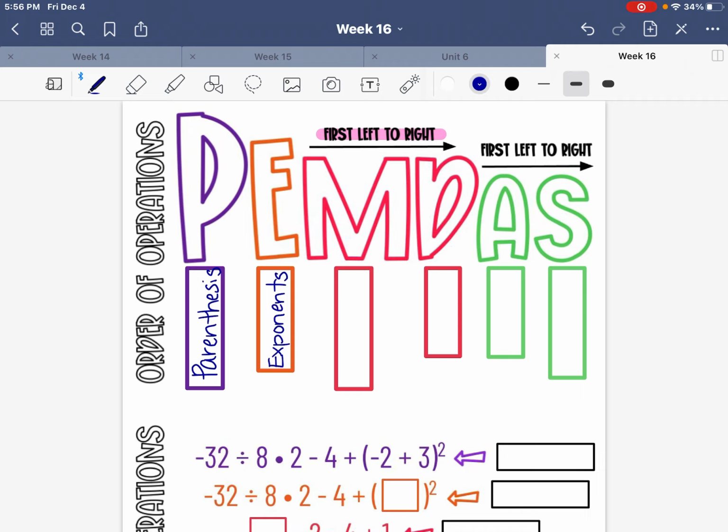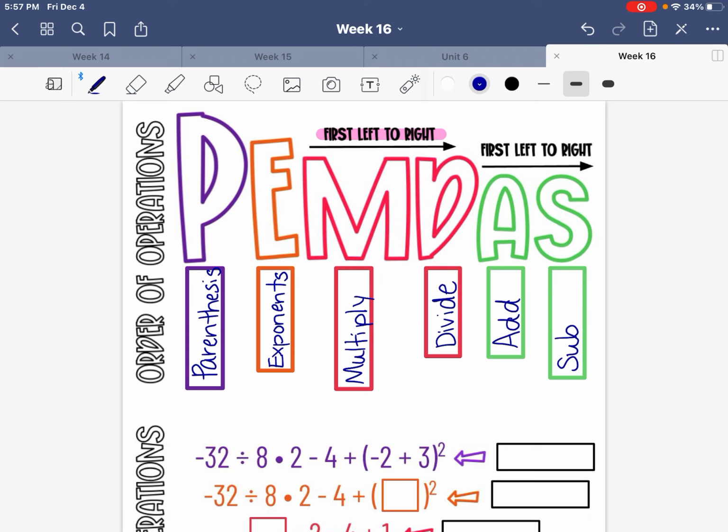Multiplication doesn't always come first, but the M stands for multiply, and the D stands for divide. And those are done in order from left to right, the same way you read a book, from left to right. After you've done everything in parentheses, all the exponents, all the multiplying, all the dividing, then finally, at the very end, it's time to do any adding or subtracting.